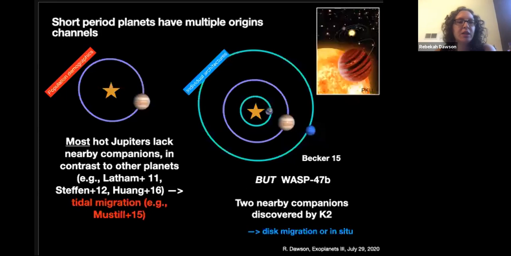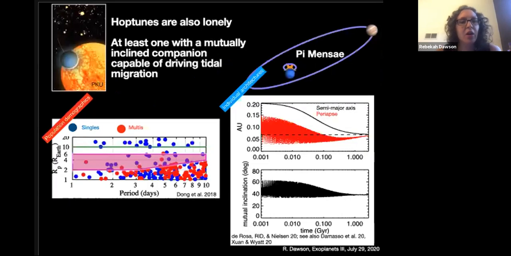Hot Neptunes turn out to have some things in common with hot Jupiters. They're also lonely. So we see on the plot on the left of planet radius versus orbital period of Kepler planets characterized with LAMOST, that the planets in the pink box, which this paper is considering hot Neptunes, also tend to be singles rather than observed in multi-planet systems.